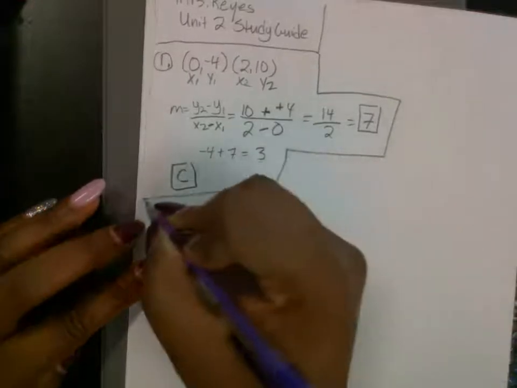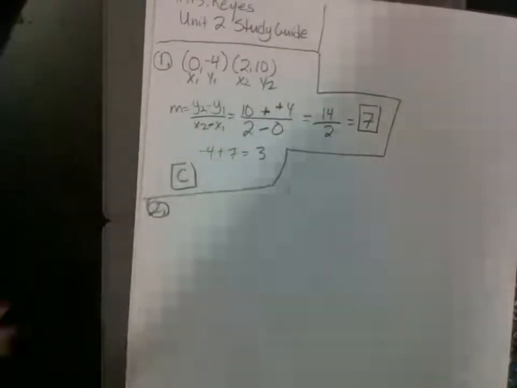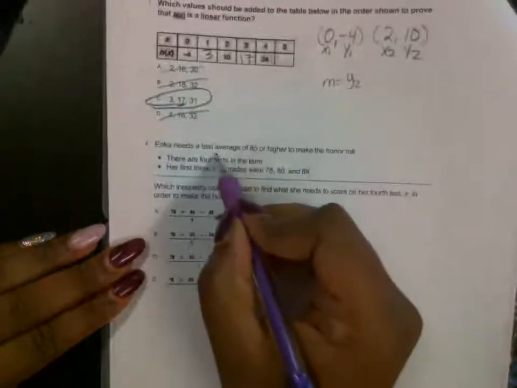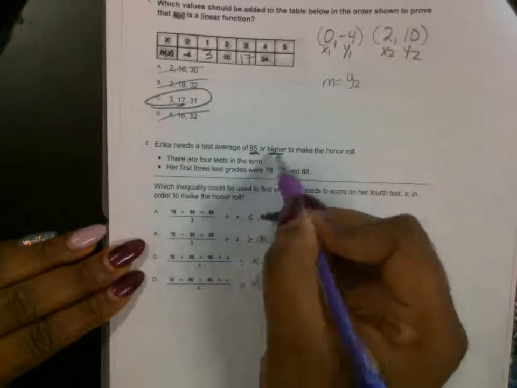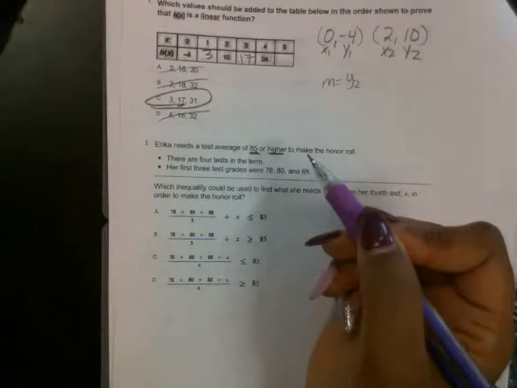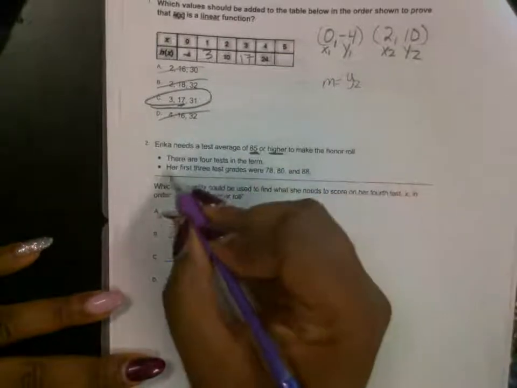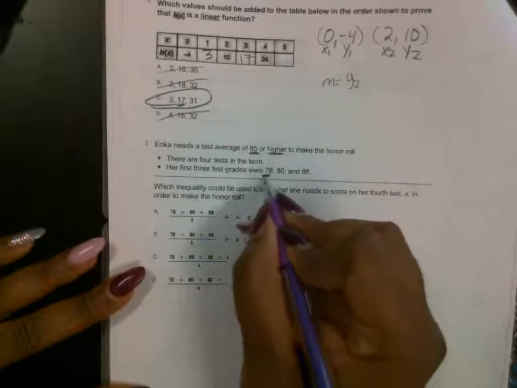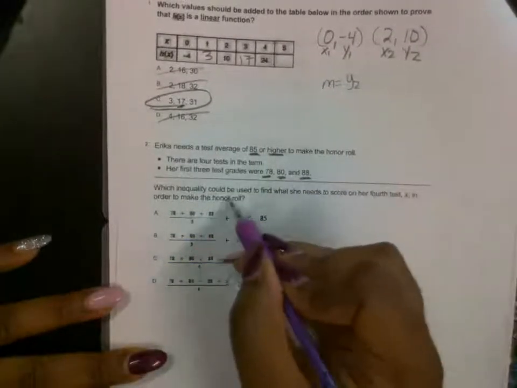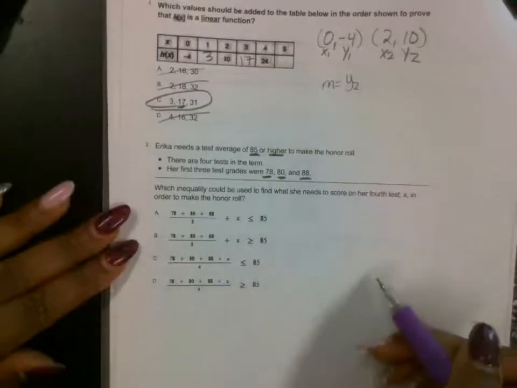Okay. Number 2. Number 2 says that Erica needs a test average of 85 or higher. So it can be 85, 86, 87, 88, anything that's 85 or higher. There are 4 test items. Okay, her first 3, she made a 78, then she made an 80, then she made an 88. All right, which inequality can be used to find what the score needs to be on the 4th test?